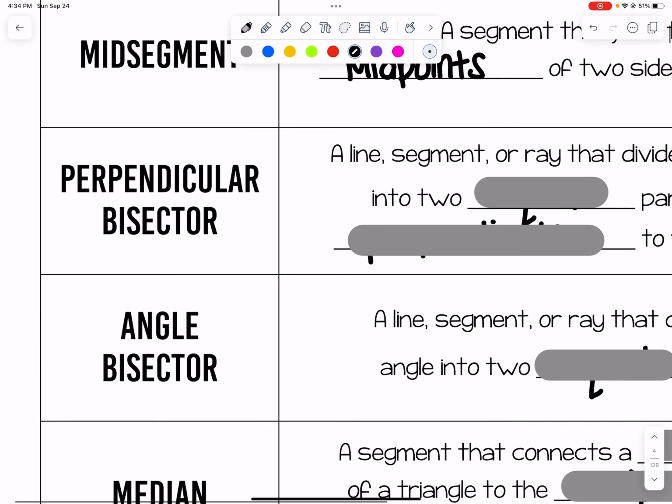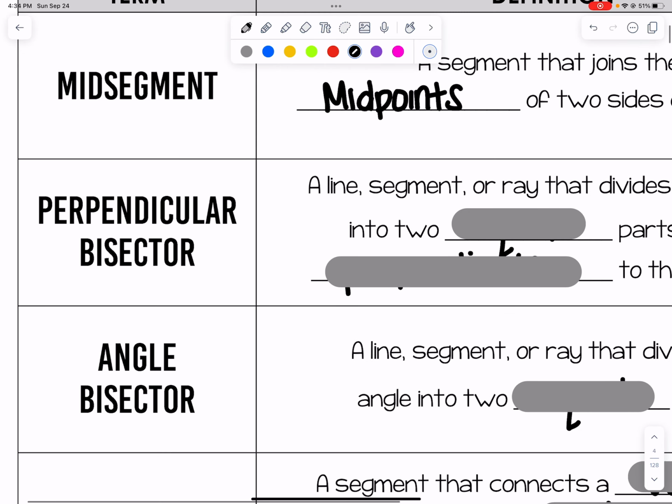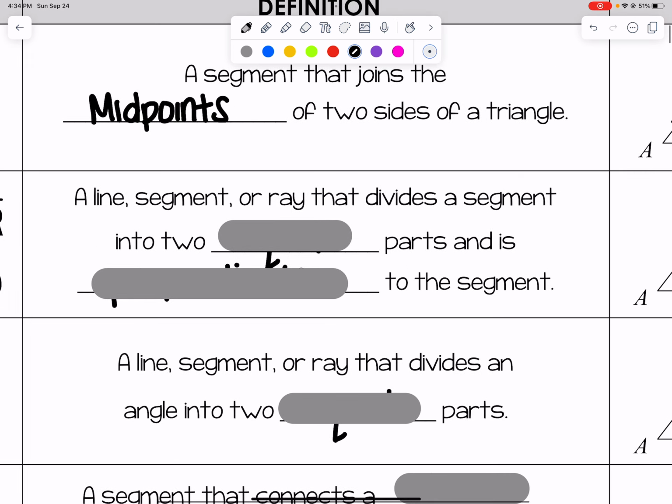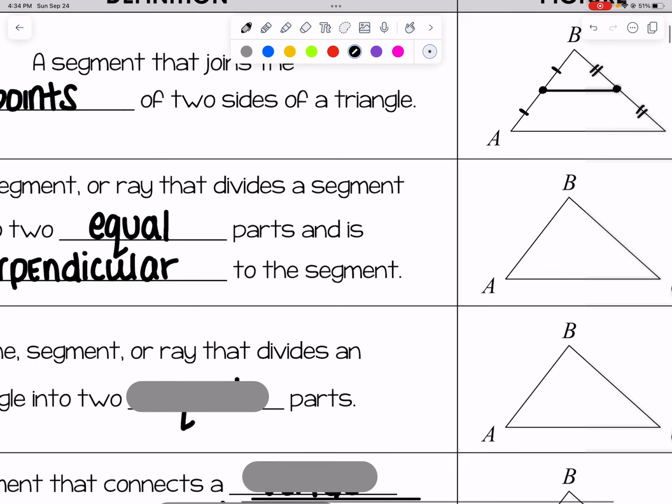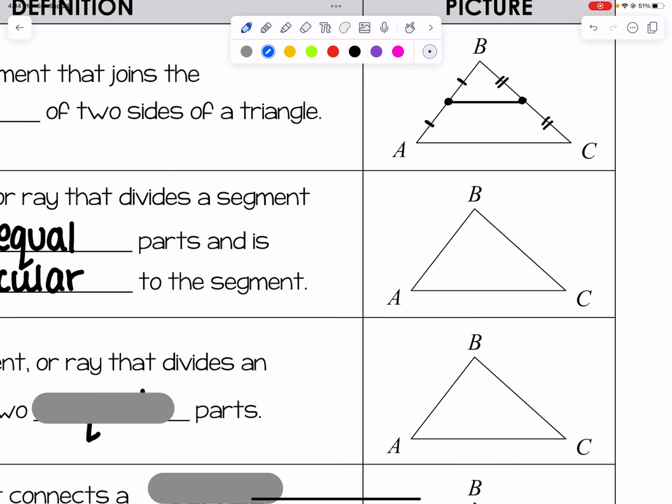Okay, next term, we have perpendicular bisector. If you remember, perpendicular means creating a 90 degree angle, and bisector means something cut in half. So our definition reads, a line, segment, or ray that divides a segment into two equal parts and is perpendicular to the segment. So if I look to the right, oh, I'm sorry, I forgot to mention also, try to have colors near you and a ruler near you because we want to have precise notes that are referenceable.